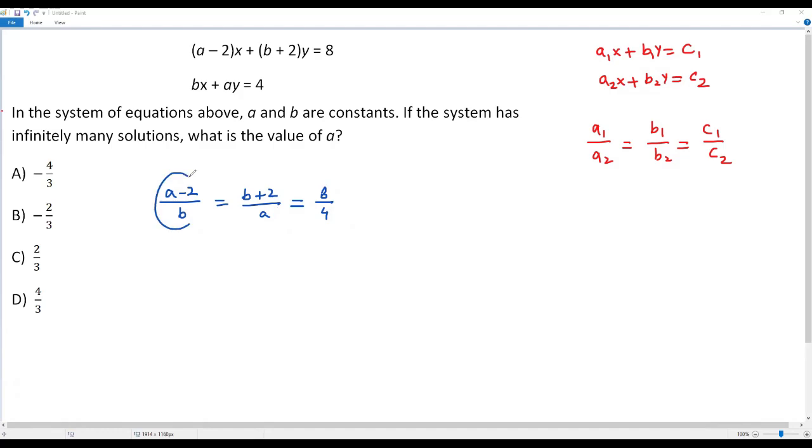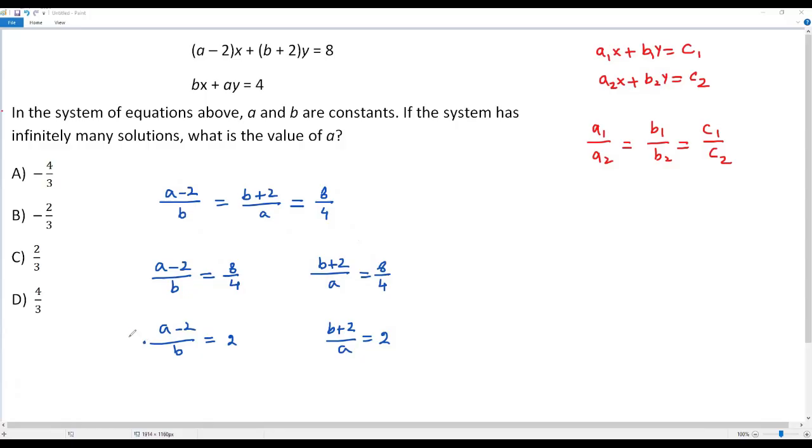Now let me equate the first one and the third one. Then I'm getting (a - 2) over b equals 8 over 4. Now let me equate the second one and the third one. Then I'm getting (b + 2) over a equals 8 over 4. Here (a - 2) over b equals, when I divide 8 by 4, 2. And (b + 2) over a equals the same thing, 8 divided by 4 is 2.